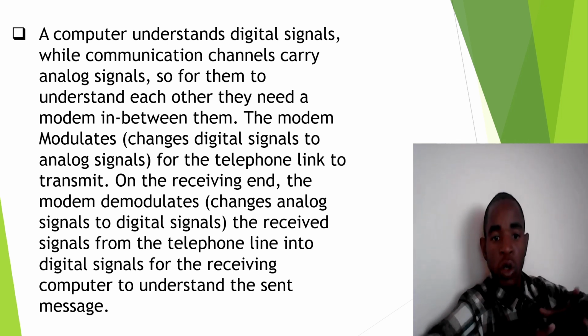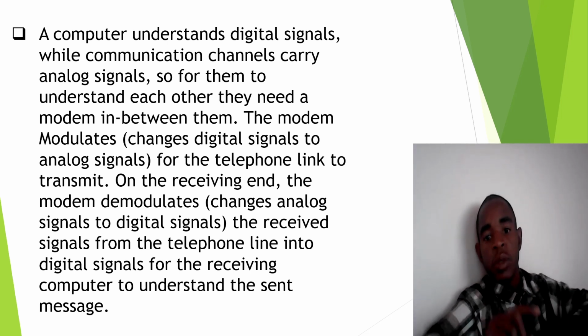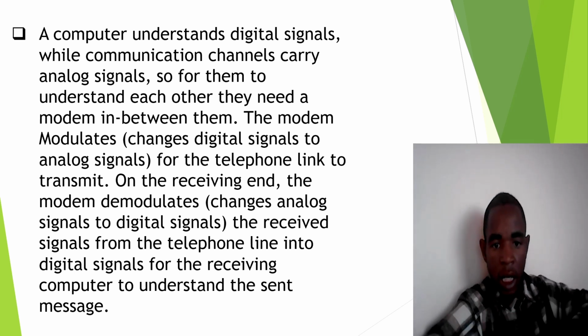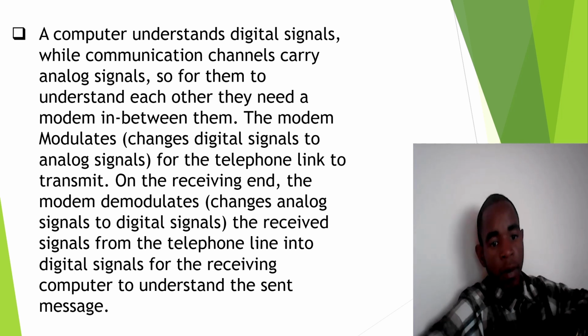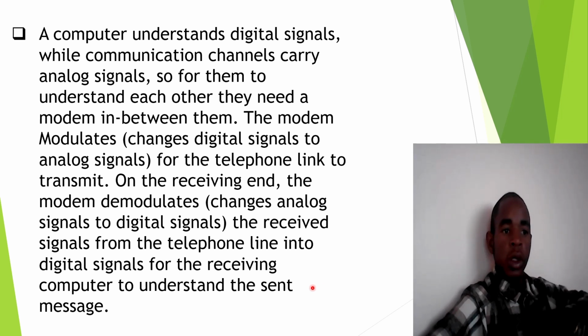The modulator modulates the digital signal to an analog signal for the telephone link to transmit, and on the receiving end, the demodulator demodulates the signal back to a digital signal, converting the signal from the telephone line so the receiving computer can understand the sent message. With that being said, data communication wouldn't be successful without these hardware and software tools.